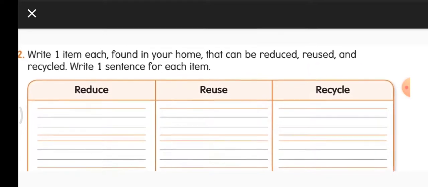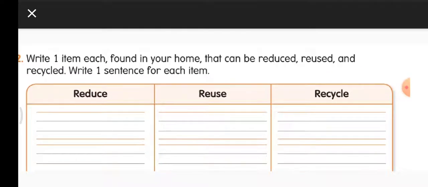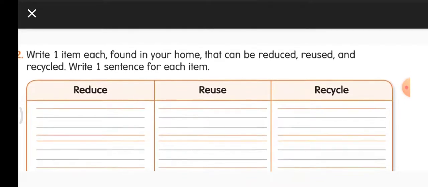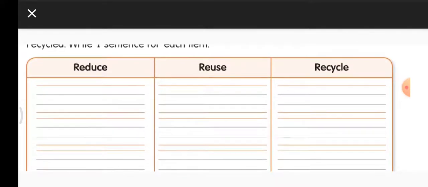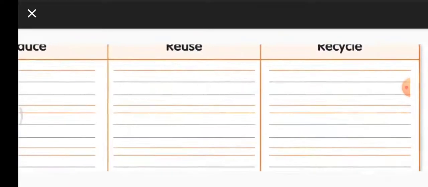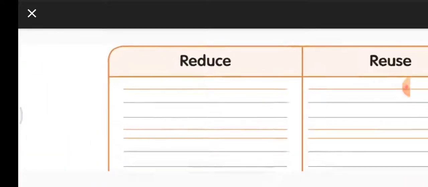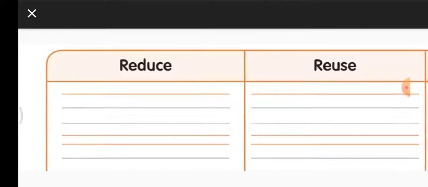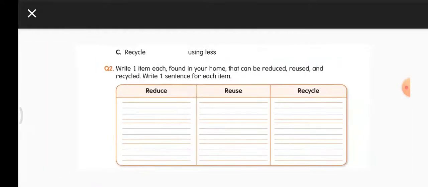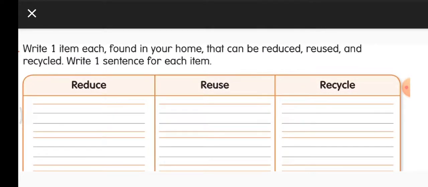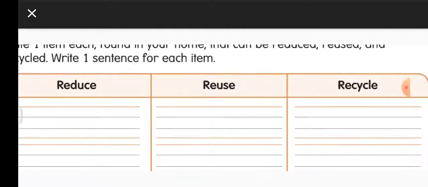Okay, check in your house if there is any item which you can reduce, reuse, and recycle. Reduce means to buy less from the market. Okay, we can buy less vegetables. Buy only as many vegetables as we need. Or water bottles, we buy more water bottles every year. Think whether you can use the old water bottle once again.